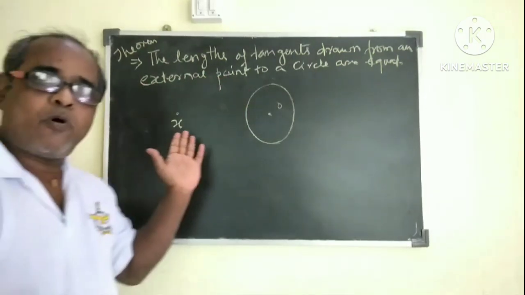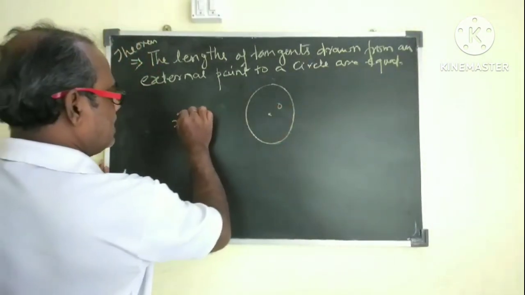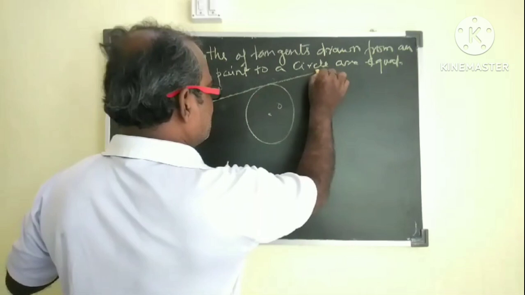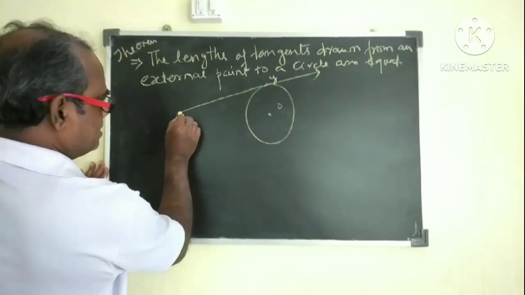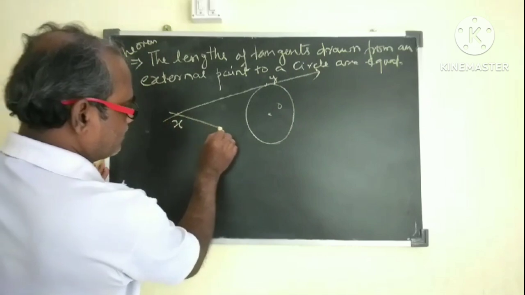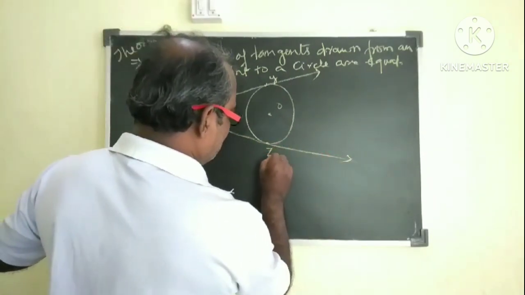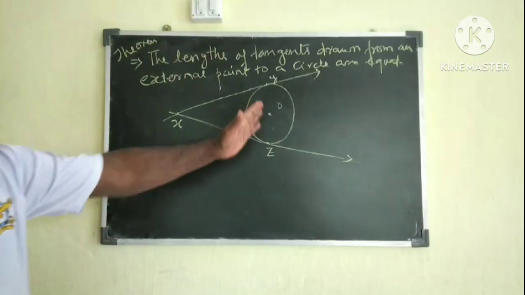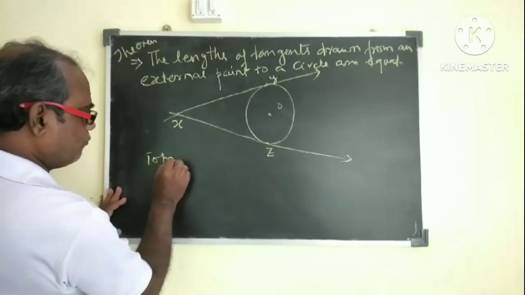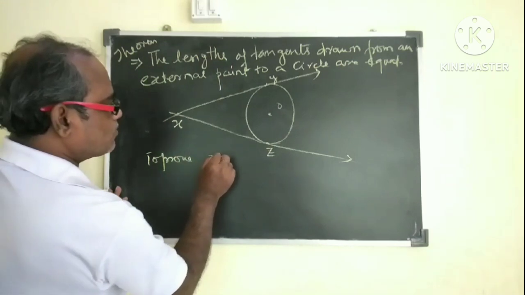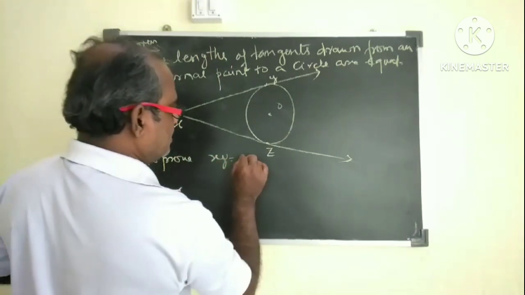From this external point, you have to draw two tangents. So we can draw two tangents. Let us suppose this tangent is touching at point Y and this tangent is touching at point Z. What we have to prove from this is that XY is equal to XZ.